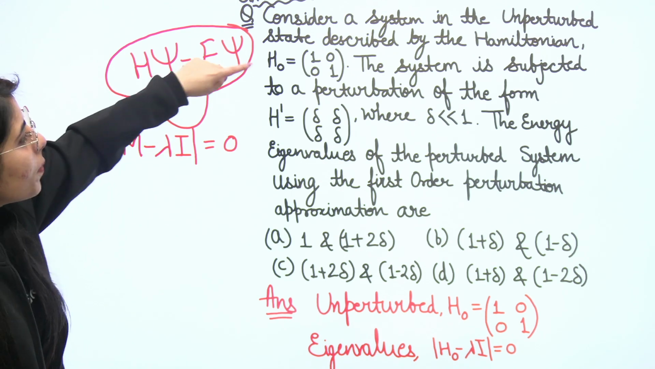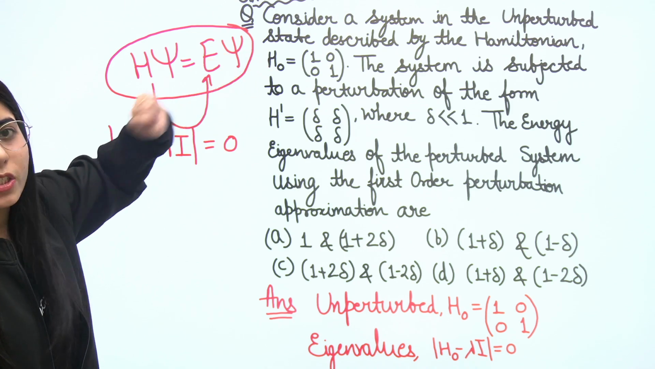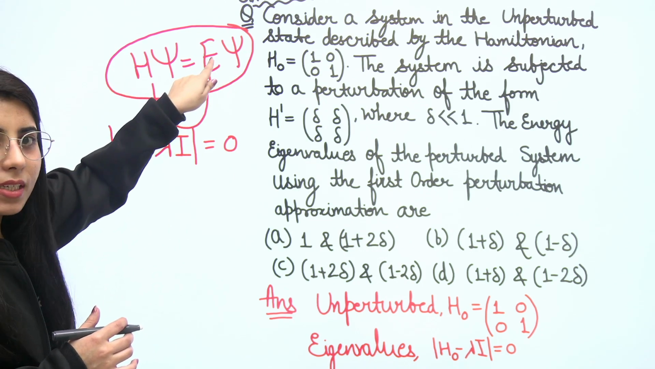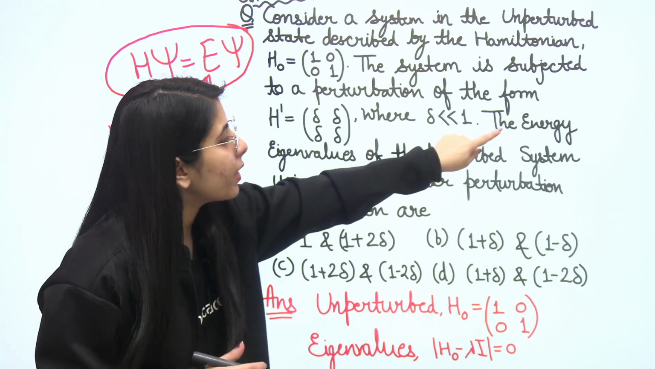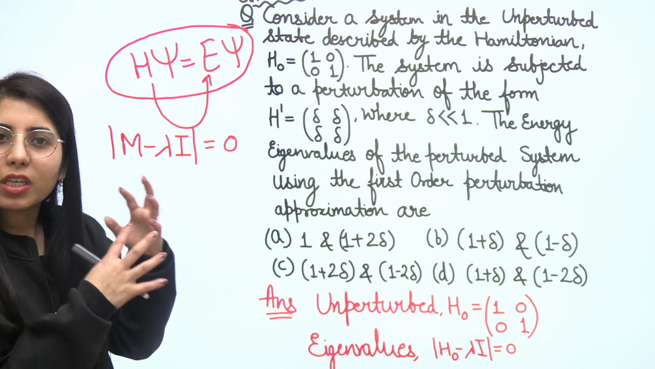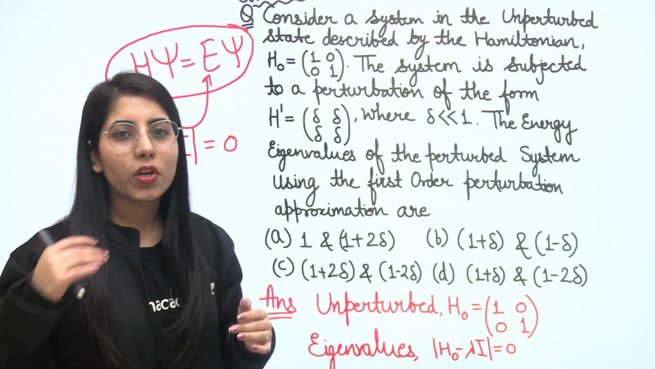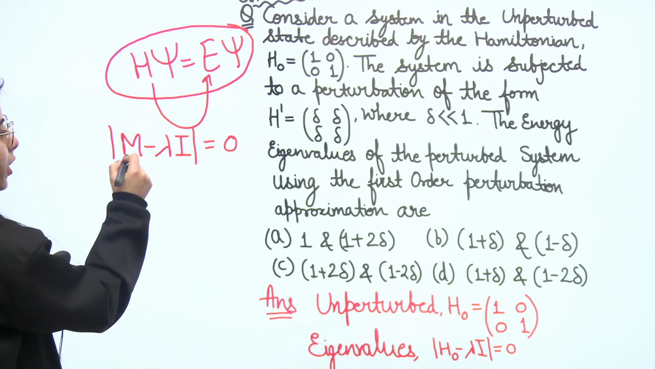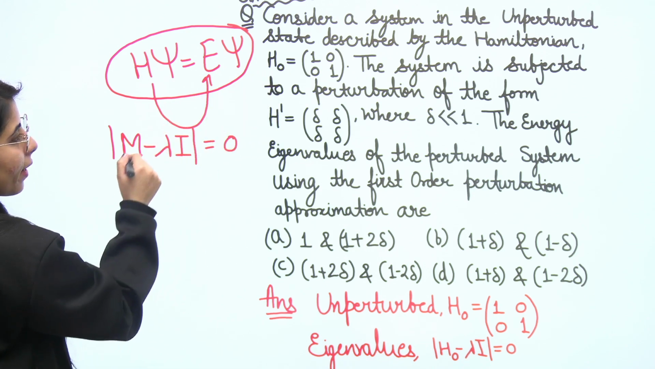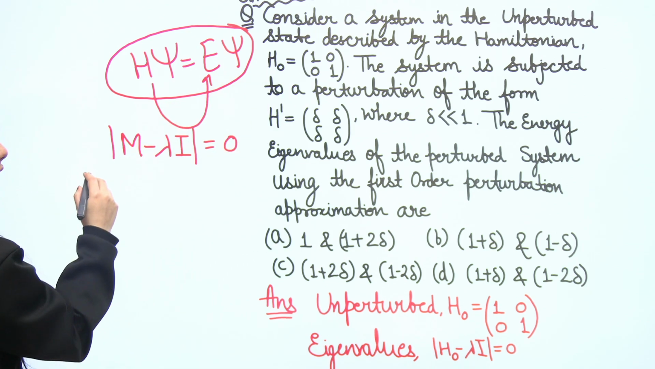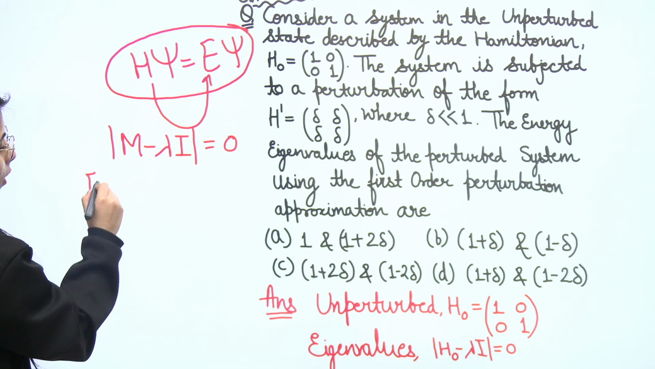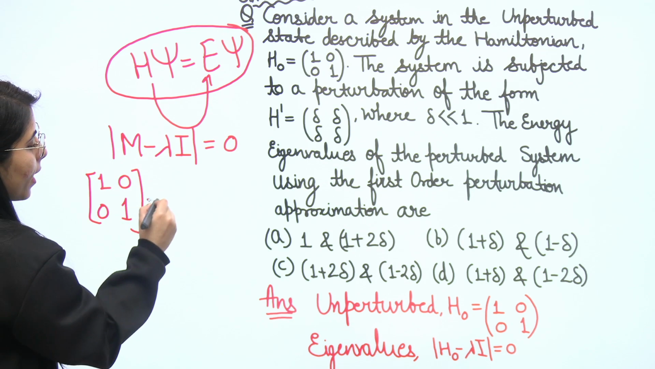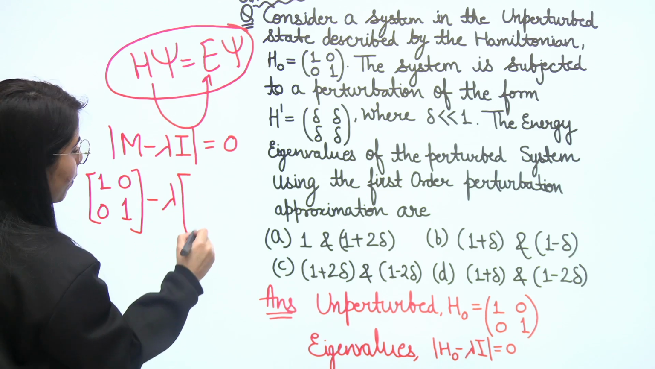So what is the unperturbed matrix here, or the Hamiltonian given to us? Because the eigenvalue of the Hamiltonian is energy, and they are asking us to find the energy eigenvalue. So they have even given us a hint that you need to work to find the eigenvalues. Instead of M you will write H naught. So let's write it. It's going to be [1 0; 0 1] minus lambda I, and I is the identity matrix here.